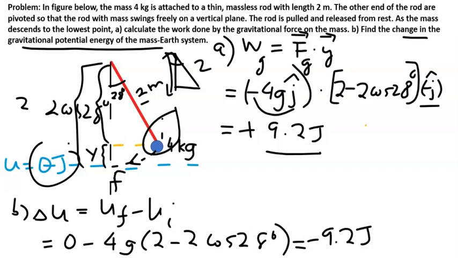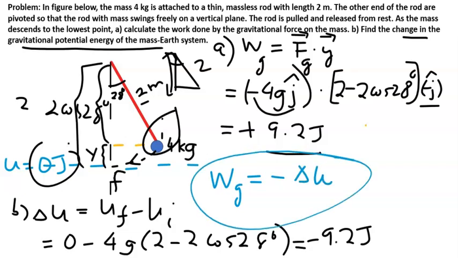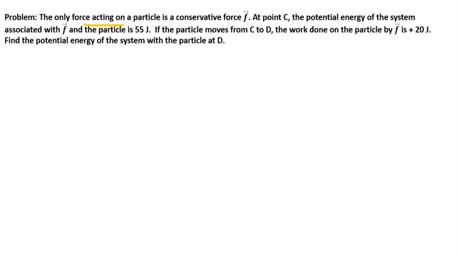As expected. So as you can see, this is a conservative system. So the work done on this object is the same as minus the change in the potential energy of the system. A third problem. The only force acting on a particle is a conservative force, F. At some point C, the potential energy of the system associated with that force is 55 joules. Now, if the particle moves to another point, say D, the work done by the force on the particle is now plus 20 joules. Find the potential energy of the system with the particle at point D.